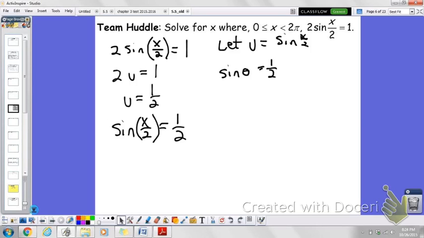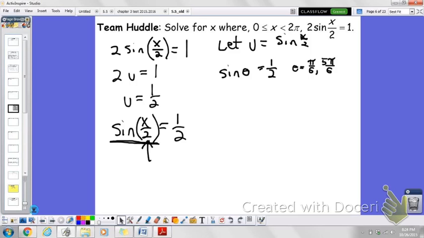So we know that the sine of theta is equal to 1 half whenever theta is equal to pi over 6 and 5 pi over 6. So we know that in order for the sine of x over 2 to be equal to 1 half, this x over 2 needs to be equal to pi over 6 and 5 pi over 6, because if you take the sine of pi over 6, you get 1 half, and you take the sine of 5 pi over 6, you will also get 1 half.